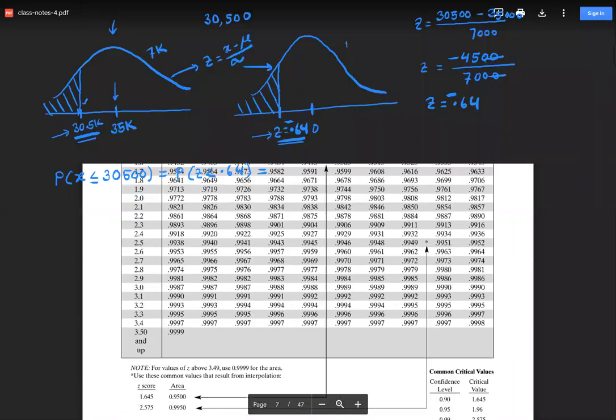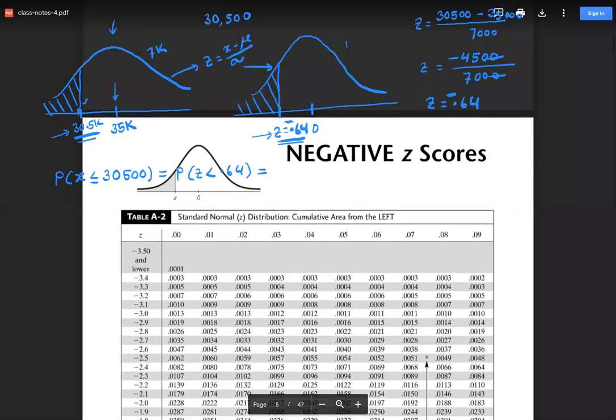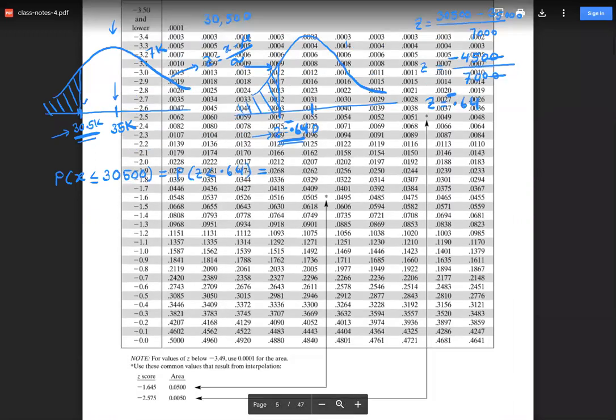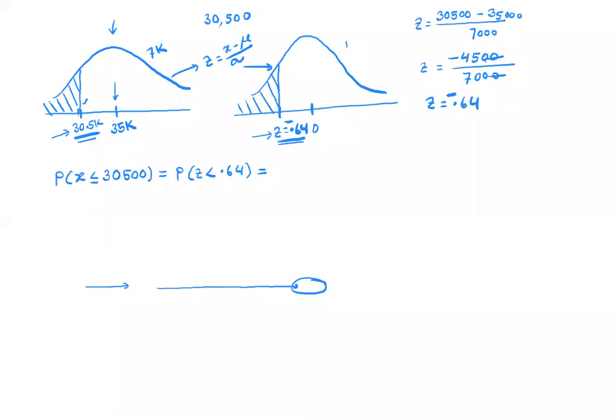We're going to look at the negative z-score table. So let's look at negative 0.64. Let's find 0.6 right here, and 0.04. So which is going to be 0.2611. So it's 26.11% chance that a randomly selected person would make less than 30,500.